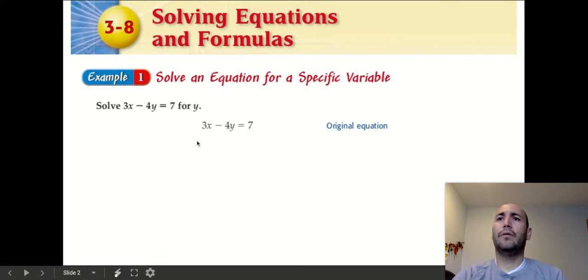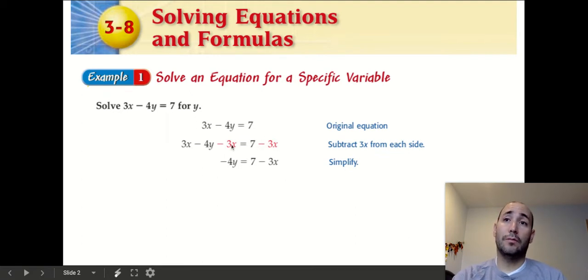So I've got to get rid of this. How do you get rid of the 3x? You're going to subtract it. So I'm going to subtract 3x from both sides. When I simplify that, that's going to leave me with negative 4y, and on this side I'm going to have 7 minus 3x. These cannot be combined because they don't both have x's, so I'm just going to write them the way they are.